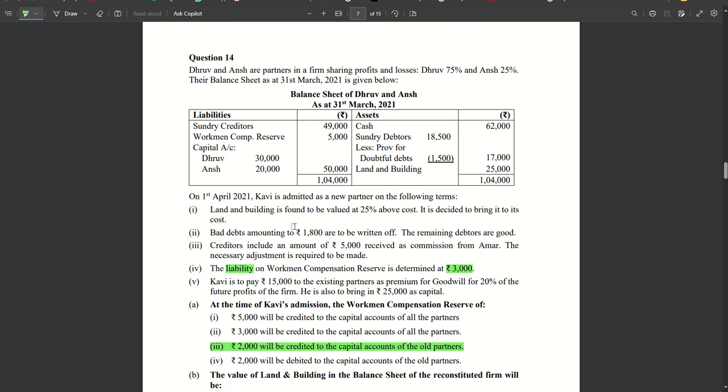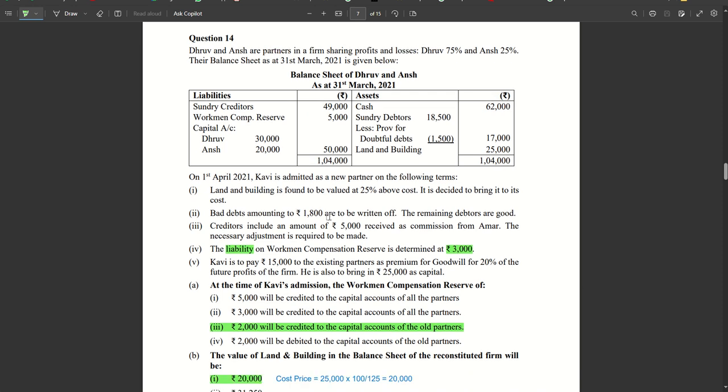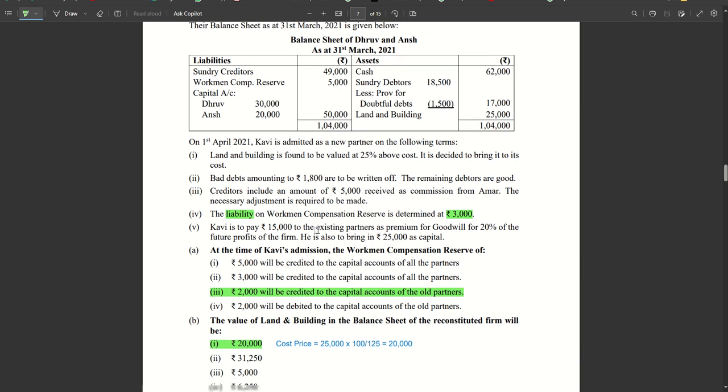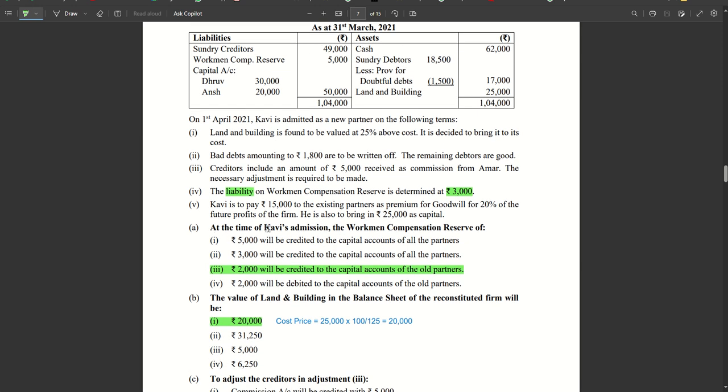Moving on to question number 14. This is again a sum scenario based question. This is on admission. So the first question here says, at the time of Kabir's admission, the workman compensation reserve, what will be the adjustment?